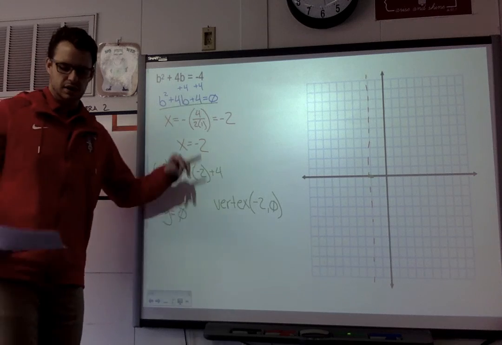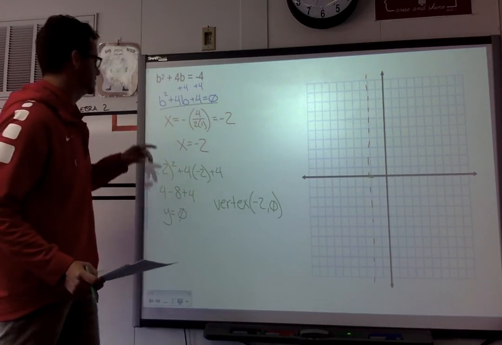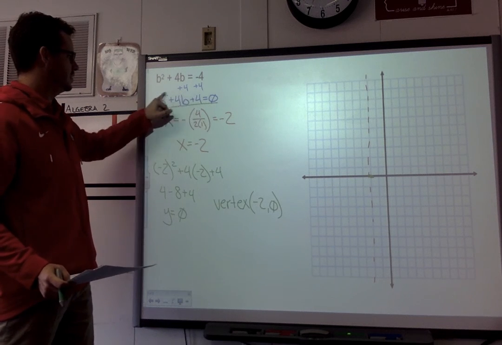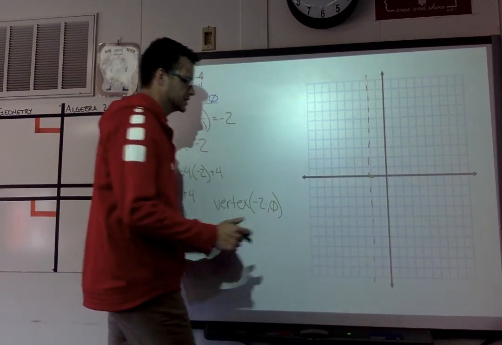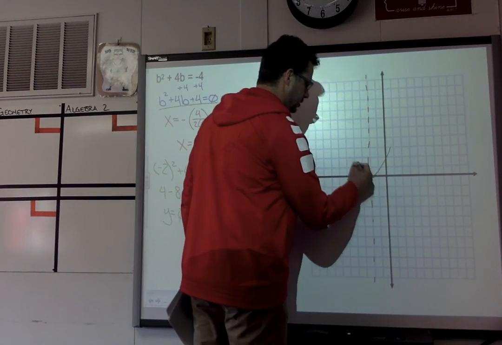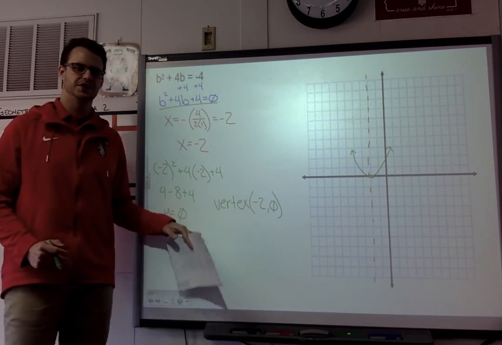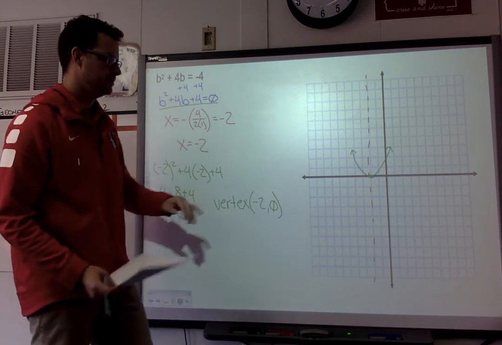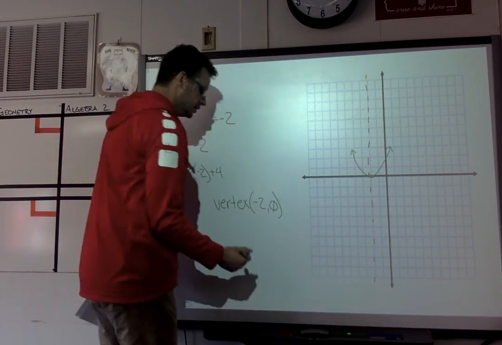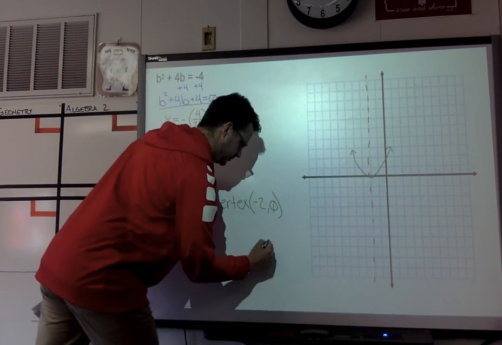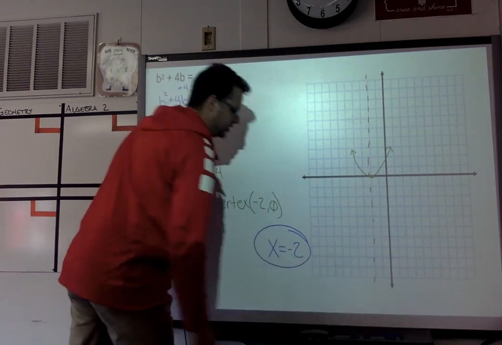Now here, we see that our vertex is right on the x-axis. If we look to tell whether this opens up or down, we know this is going to open up. So it's going to look something like this. I don't have to do my table to graph any more of this because I already have the only solution I'm going to have. My solution for this one would be that x equals -2.